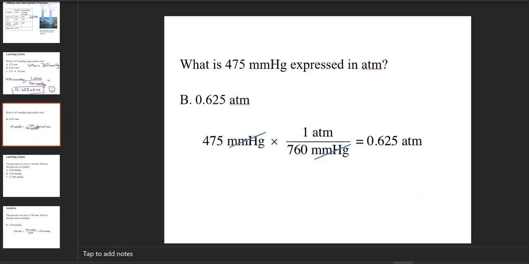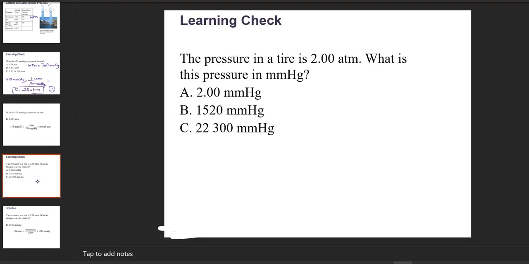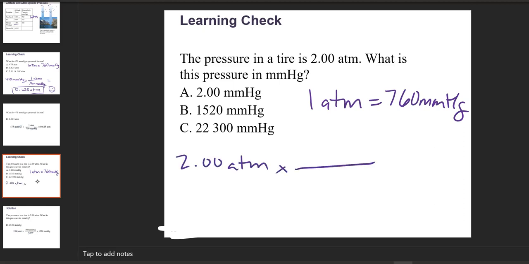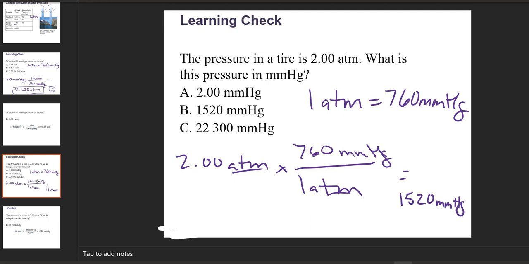There it is, stacked if you like that better. The pressure in a tire is 2 atmospheres. What is this pressure in millimeters of mercury? Just go in the opposite way. Still, 1 atmosphere equals 760 millimeters of mercury. Start with your given. Multiply by your conversion factor that cancels atmospheres. Now we're canceling. 760 multiplied by 2 is 1520 millimeters of mercury. Super yay!